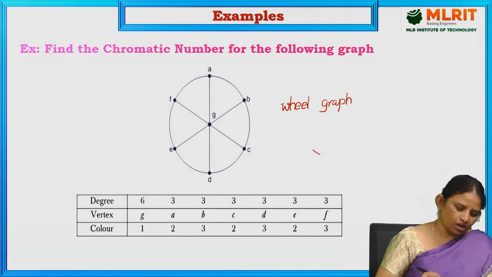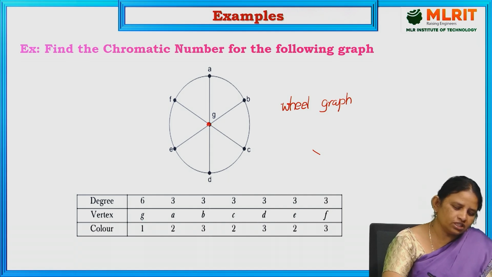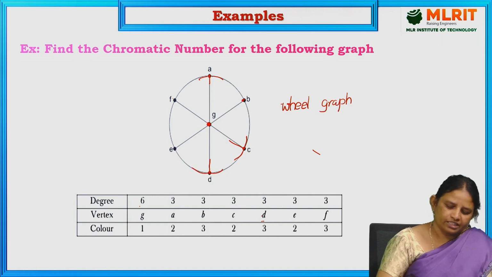First of all, G. What is the degree of G? 1, 2, 3, 4, 5, 6. The degree is 6. Next, vertex A: 1, 2, 3. Next, vertex B: 3. Vertex C: 1, 2, 3. Vertex D: 1, 2, 3. Next, vertex E.